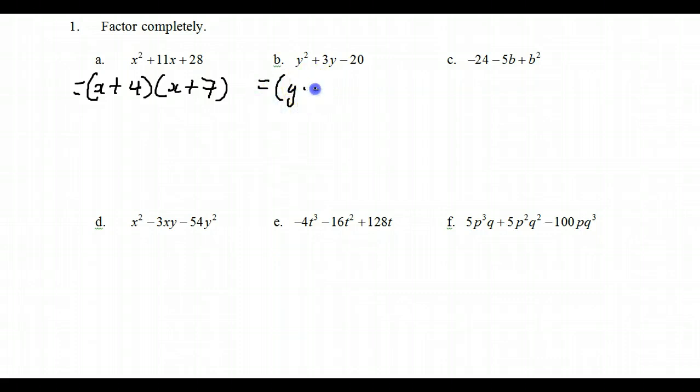I have a minus 20, so I know that I have one positive factor, one negative. Two numbers that multiply to 20 and that differ by 3. They don't add up to 3, they differ. Well, okay, what multiplies to 20? 1 times 20, they differ by 19. 2 and 10, they differ by 8. 4 and 5, they differ by 1. So this is not factorable.